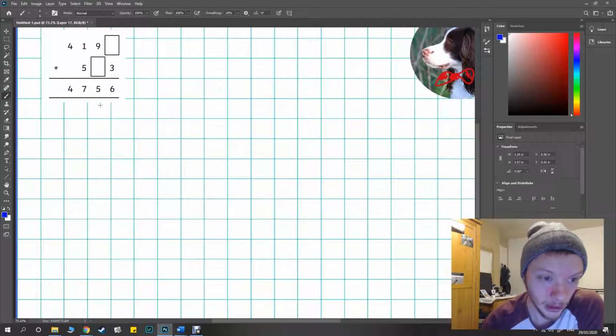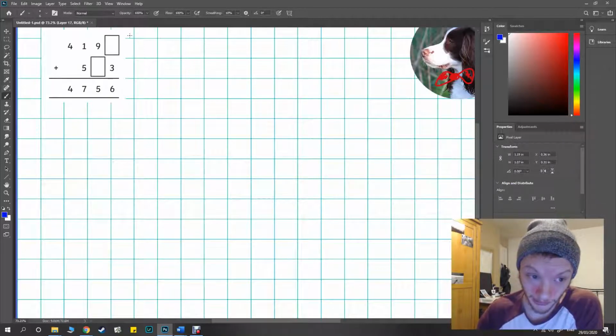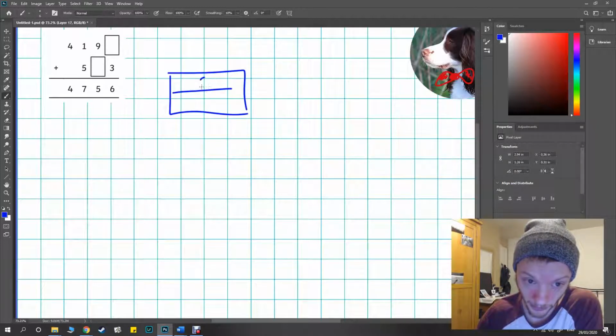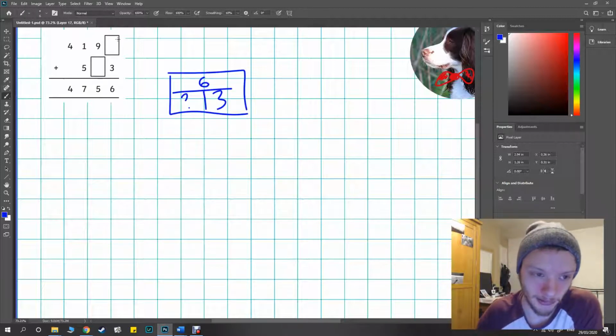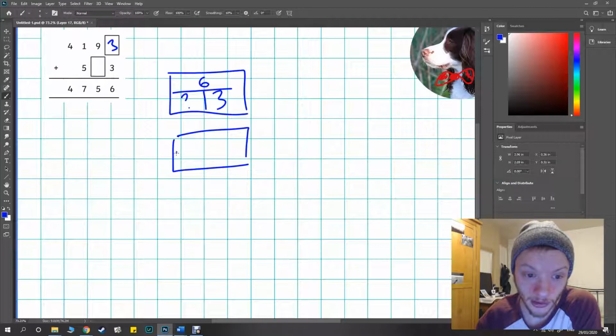Here we go. Okay, so this time I've got 2 missing numbers, and I do need to start with the ones. I'm going to look at the answer. If I was thinking about it in a bar model, I've got 6, 3, what is the missing number? Well, it's got to be 3, hasn't it? 3 and 3 makes 6. Straightforward.